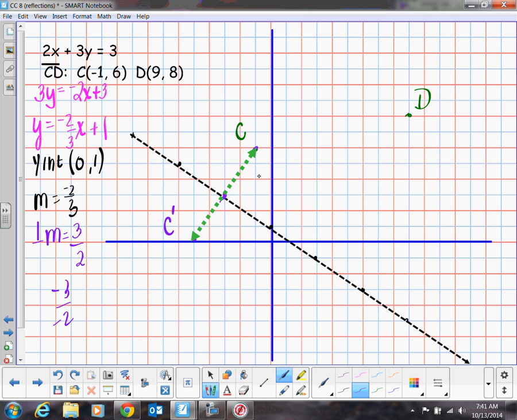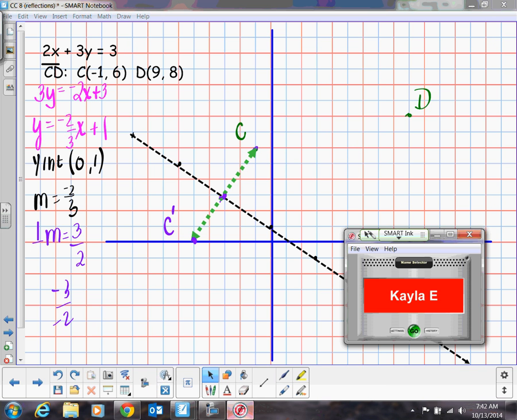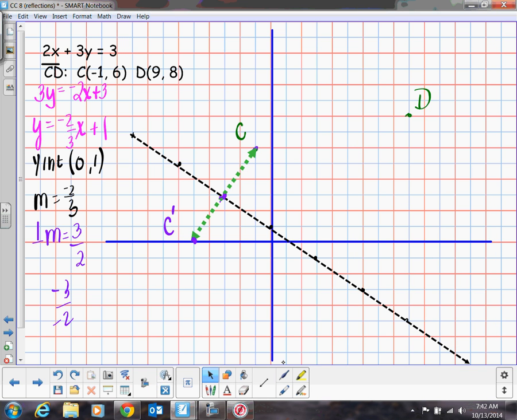When I went down 1, 2, 3 over 2, did I get on the reflection line? So now how many times did I go down 3 over 2? Once. So I have to go down 3 over 2 once. If I go down 3 over 2 again, then it'll be perpendicular, but it won't be a bisector. So, Kayla E., it's your turn. So from here, what am I going to do?